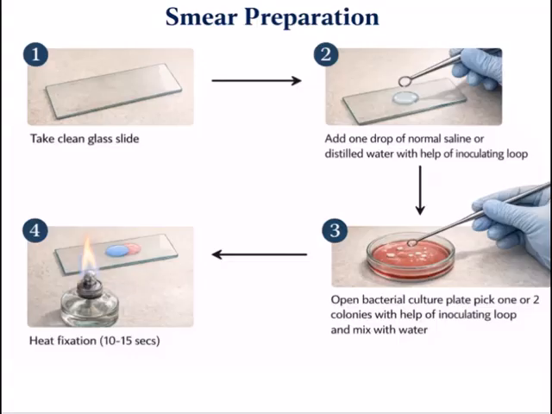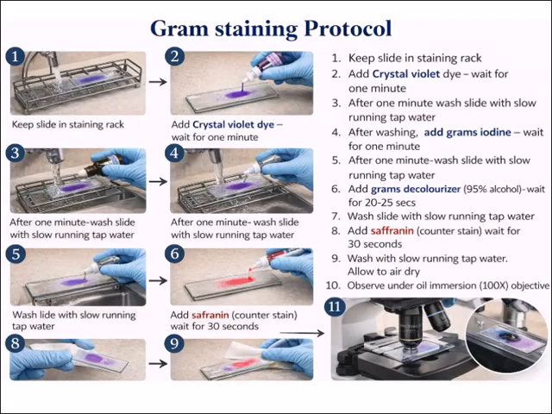After that, we are going to do the gram staining procedure. The gram staining protocol: first, we keep the slide in the staining rack. We add crystal violet and wait for 1 minute. After that, we wash the slide with distilled water or slow running tap water. Then we add gram iodine and wait for 1 minute. Then we wash the slide with running tap water or distilled water and add gram decolorizer, which is 95% alcohol.